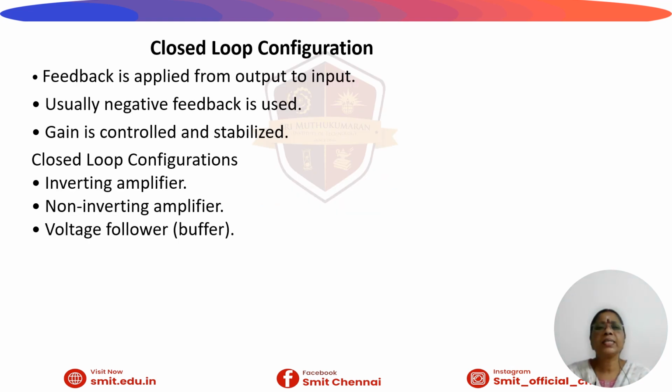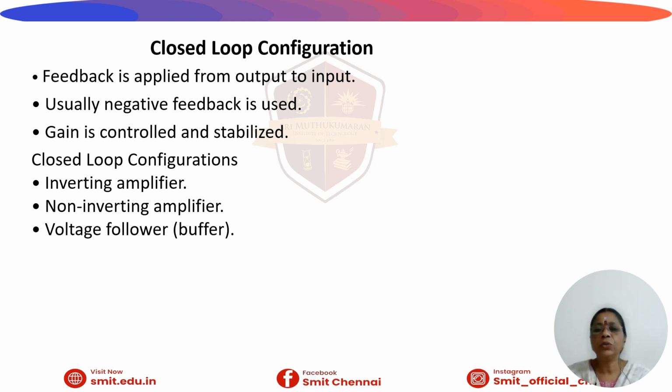Now we will discuss the features of closed loop configuration. Closed loop configuration is nothing but a portion of the output signal is fed back to the input terminal, usually via a resistor RF, the feedback resistor. The feedback type can be either positive or negative feedback, and primarily it is negative feedback, and the gain is controlled and stabilized. It is used to achieve stability and control.